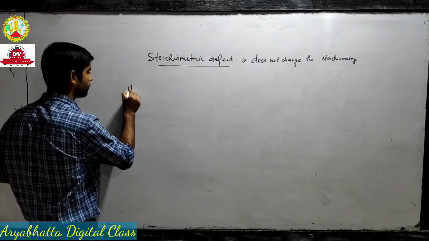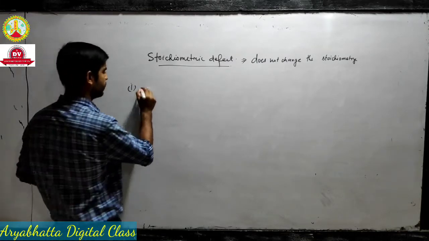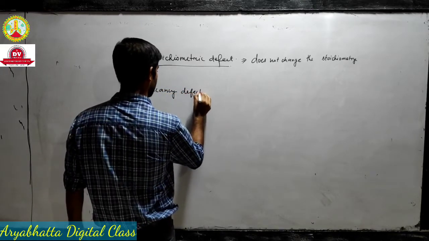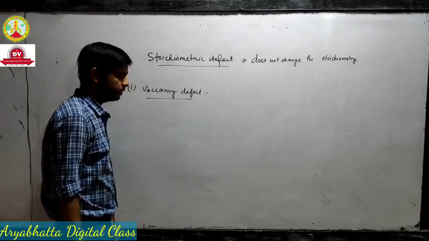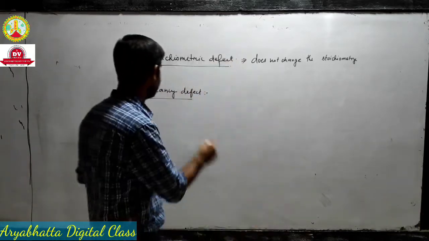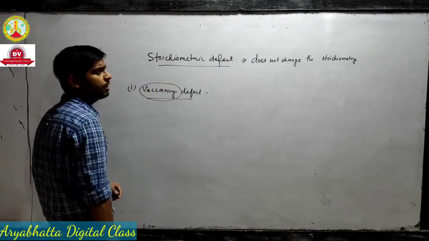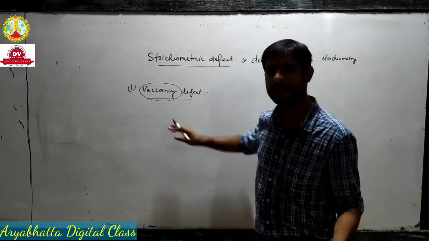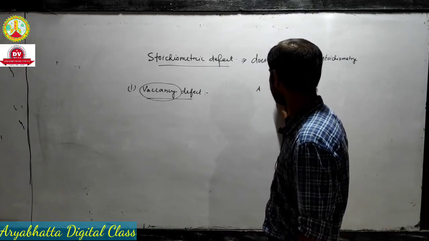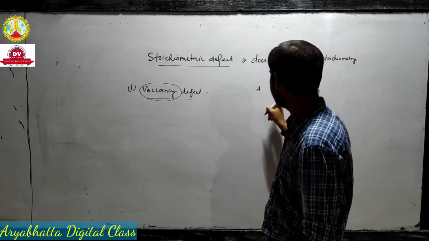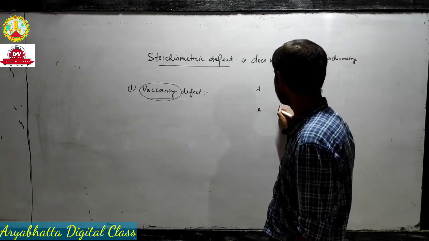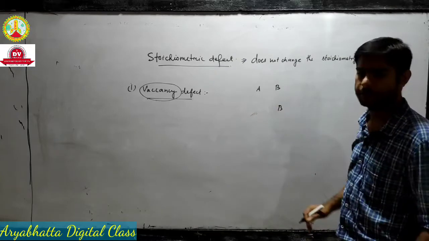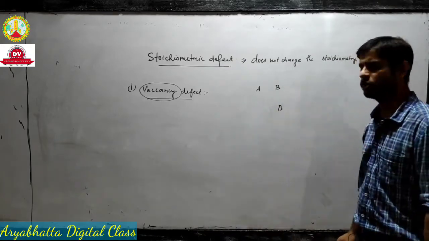The first one is vacancy defect. Just as the name suggests, the vacancy defect occurs due to vacancy of a particular atom. Suppose there is an arrangement of atom A, atom B, so A, B, A, B, this is the arrangement. It should be arranged like this, and suppose one of the A is missing from its original position.